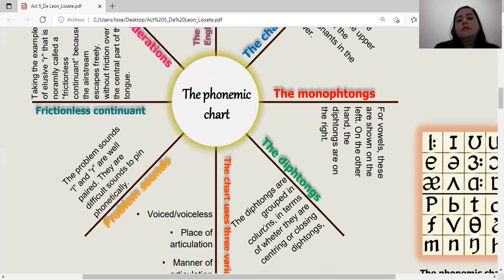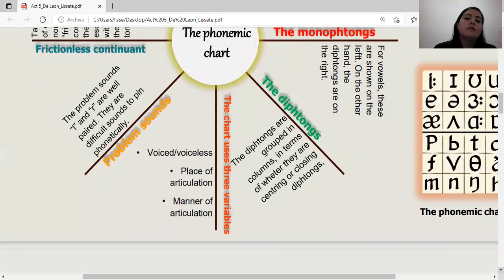The chart uses 3 variables. Number 1 is voiced or voiceless. Number 2, place of articulation. And number 3 is manner of articulation. Okay, so for example, I have here some main ideas of these 3 variables. I'm going to explain a little bit about voiced or voiceless.